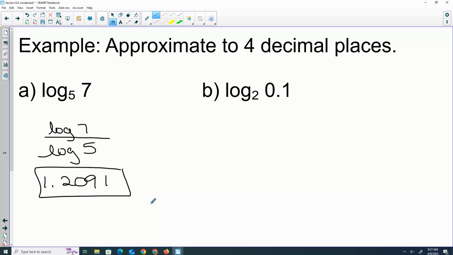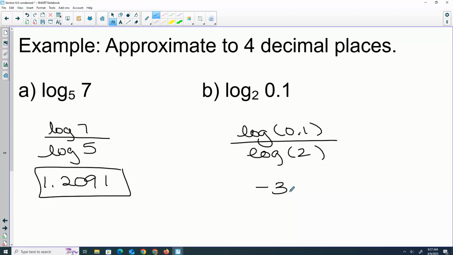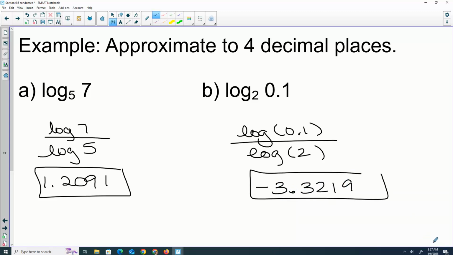Did you guys get those? Okay. What would I write for B? Log of 0.1. And we get 3.3219. Any questions from this stuff?